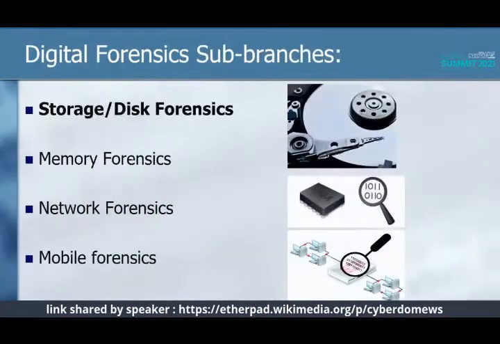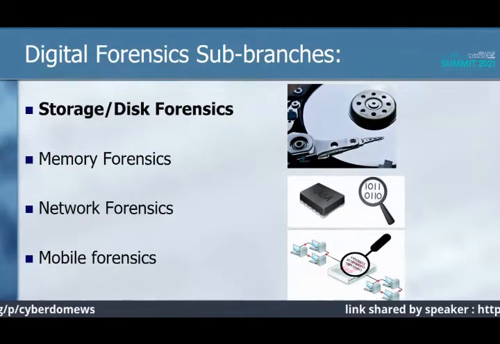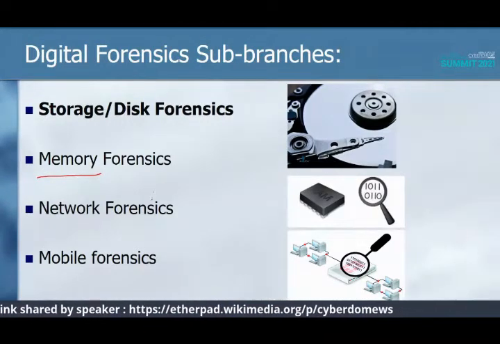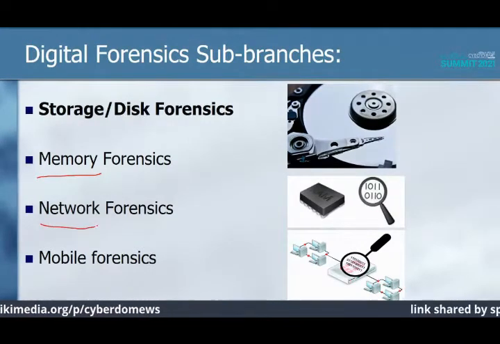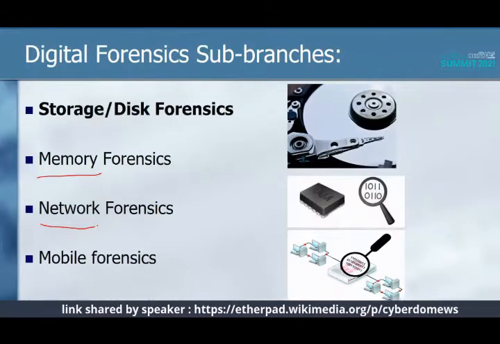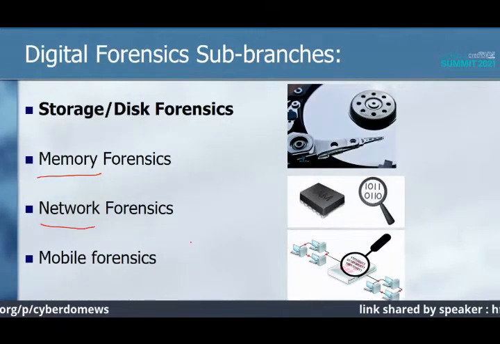Okay, these are the sub branches of digital forensics. The first is storage or disk forensics, that we are going to deal with in this workshop. And there is memory forensics. It is a very interesting field, and from memory forensics, we can get a lot of information. Another interesting thing is network forensics. We'll be capturing the network data, and we'll be extracting files and all. And the fourth one is mobile forensics, which includes the other devices as well. That means drones and all those IoT devices. Those can also be collectively called device forensics.